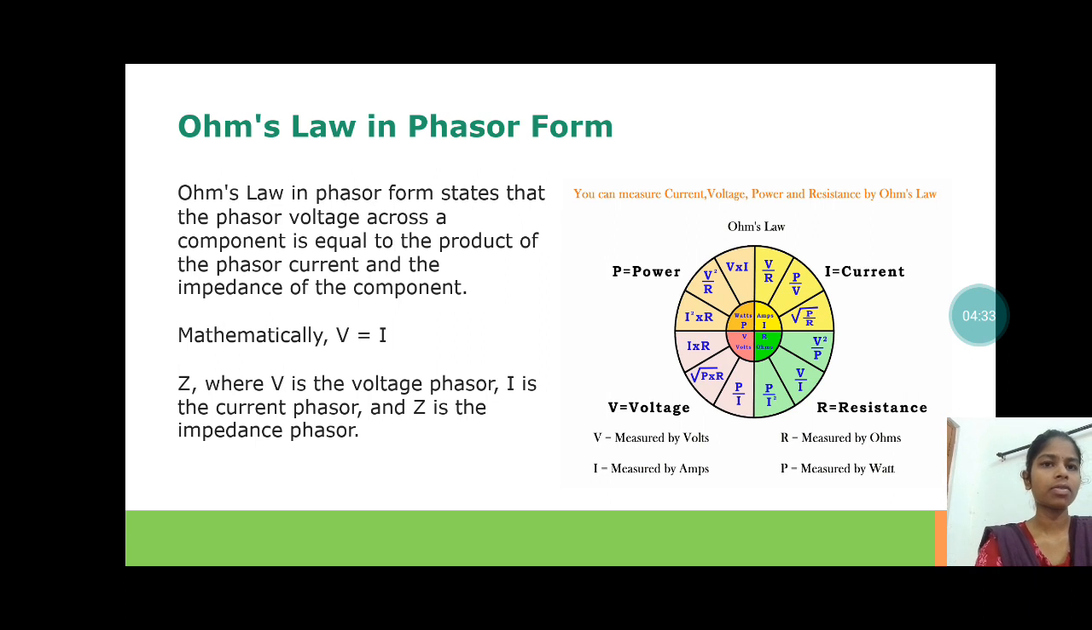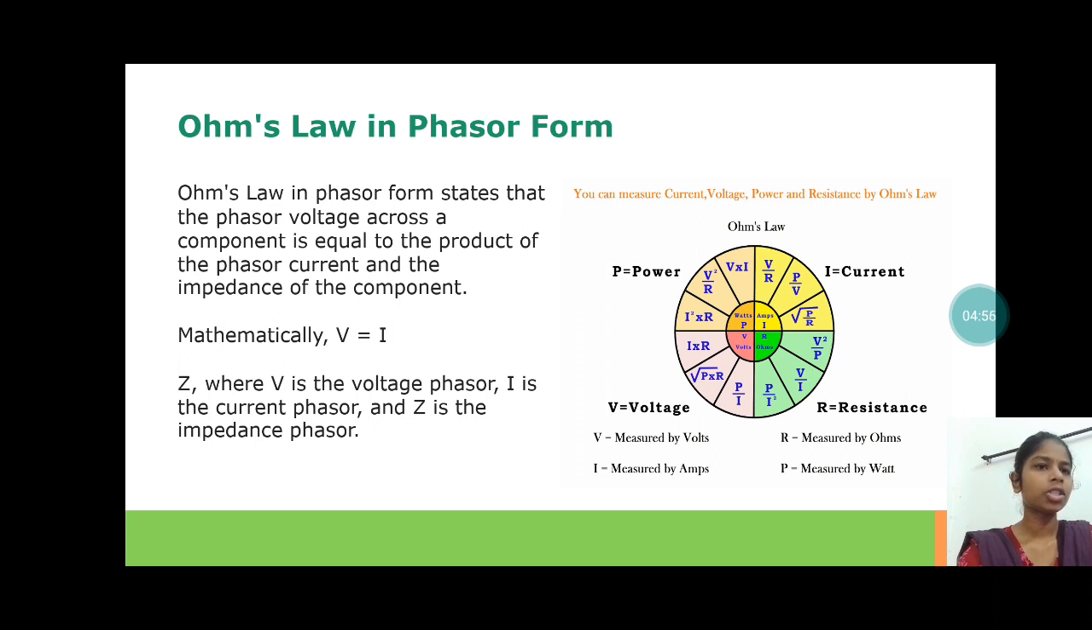Ohm's law in phasor form. Ohm's law in phasor form states that the phasor voltage across a component is equal to the product of the phasor current and the impedance of the component. Mathematically, V equals I Z, where V is the voltage phasor, I is the current phasor and Z is the impedance.